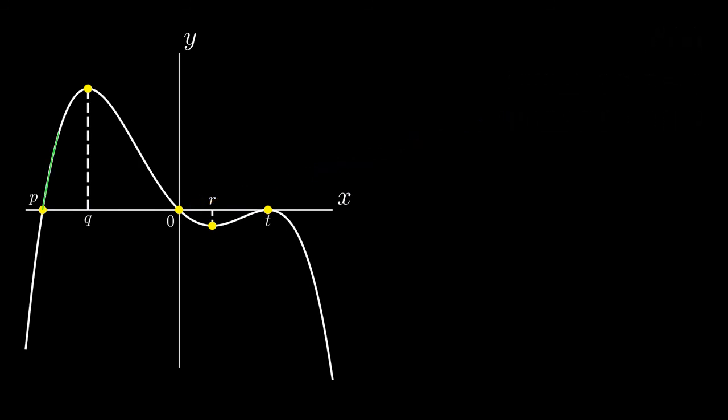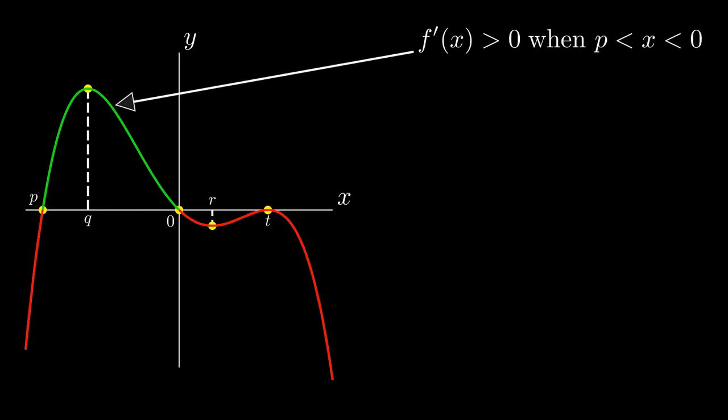So first part, where is the function increasing? And this is found from the derivative. The derivative tells us exactly this. When the derivative is positive, it means that the function, where it came from, is increasing. So that section from P to 0, the function's increasing. So I'm marking all the positive parts, everything above the x-axis in green, everything below the x-axis in red.